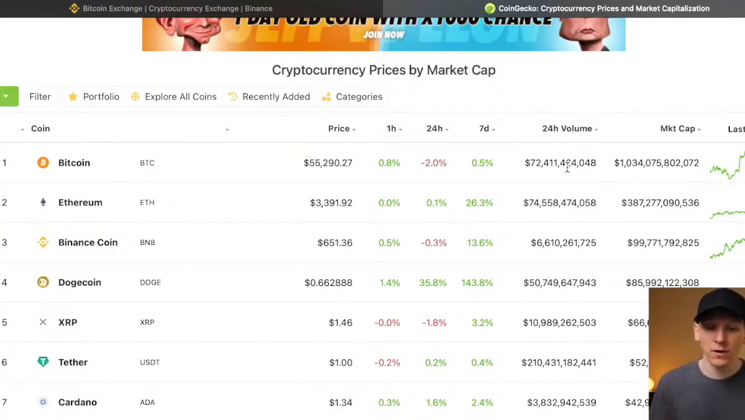It's given as a US dollar value. So $72 billion worth of Bitcoin was traded over the last 24 hours. Then we have the market capitalization, which is a very easy calculation to do. You take the price of each coin and you times it by the amount of coins in existence, and that gives you the total value of those coins. In the case of Bitcoin, this is $1 trillion more or less.